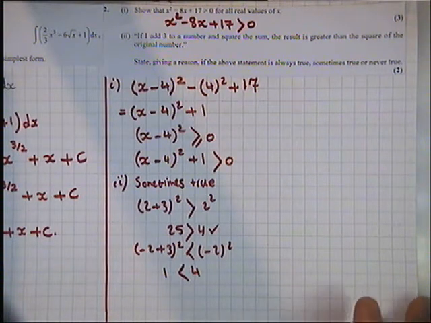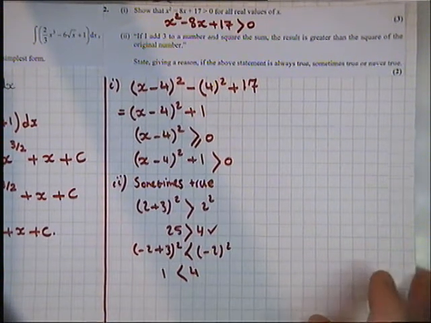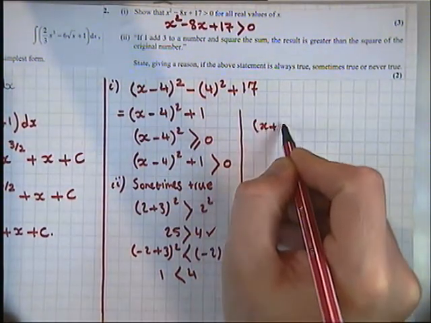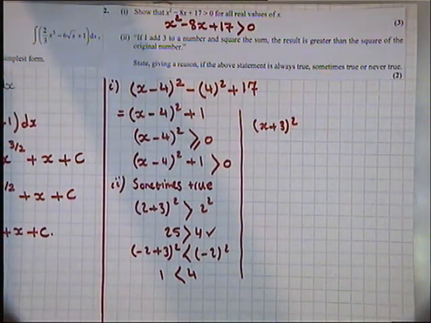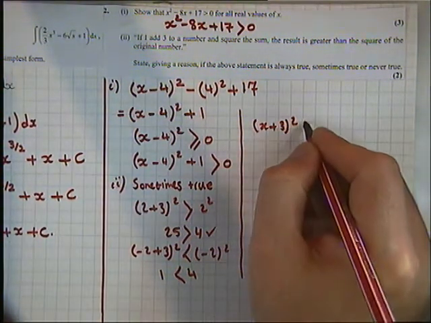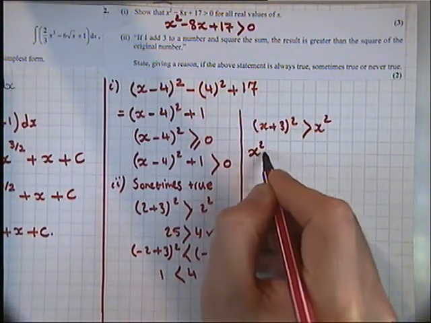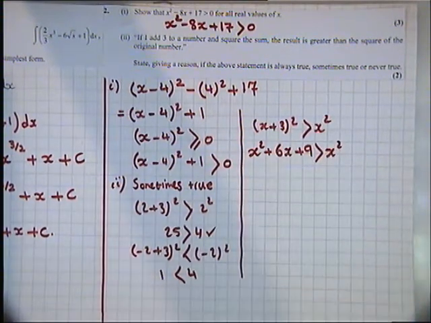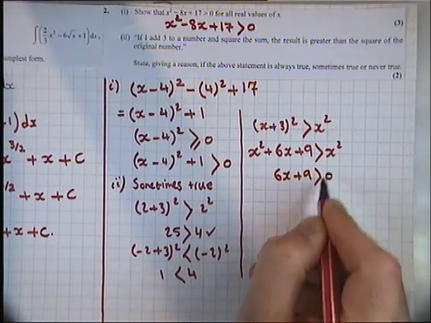However, we could solve this one algebraically as well. Okay, so let's write down x plus 3 squared is greater than x squared. Let's expand this one. x squared plus 6x plus 9 is greater than x squared, which means 6x plus 9 is greater than 0.